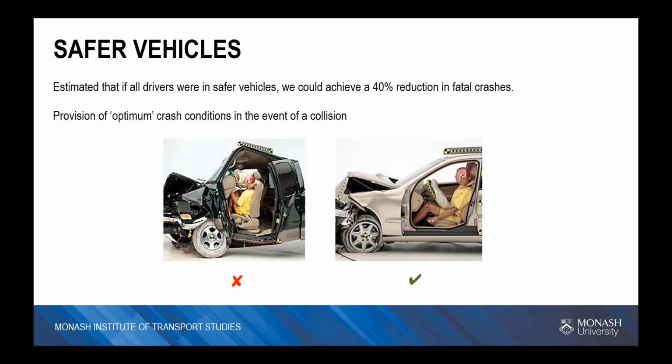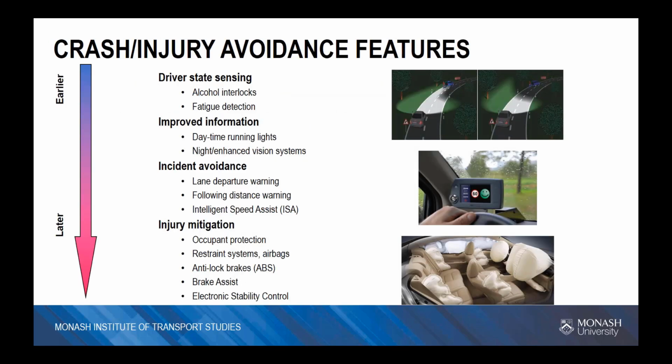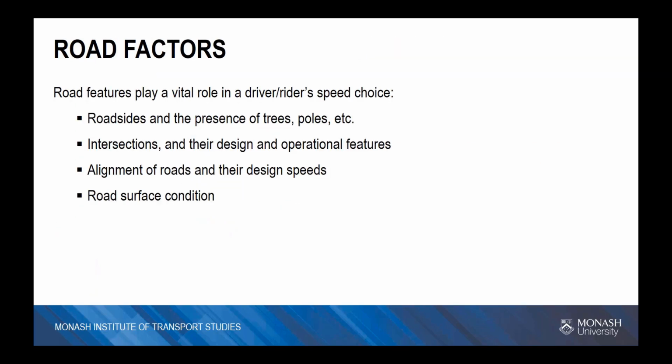Fortunately, vehicles are improving, and there are estimates that if drivers were all in safe vehicles, we could achieve about a 40% reduction in fatal crashes. A second video that's been uploaded to Moodle demonstrates how different age Corollas perform in crash tests. And there's a range of different features that are increasingly being incorporated into newer cars to monitor the driver as they're driving, provide improved information, help avoid incidents from occurring, and if a crash does occur, attempt to reduce or mitigate the risk of injury.